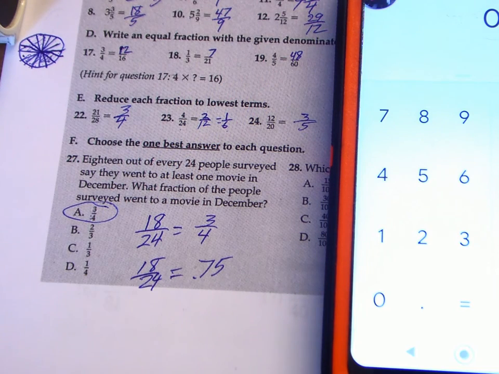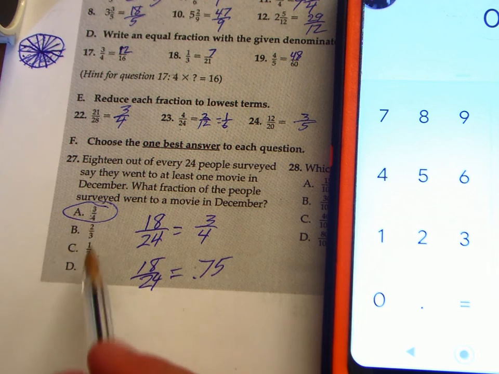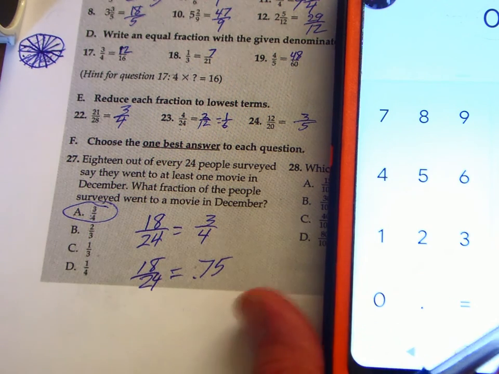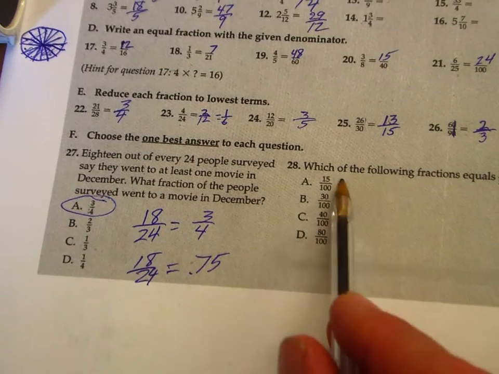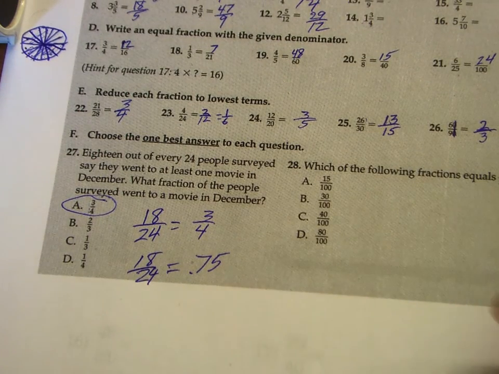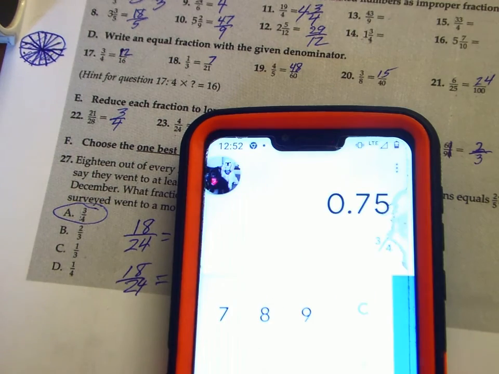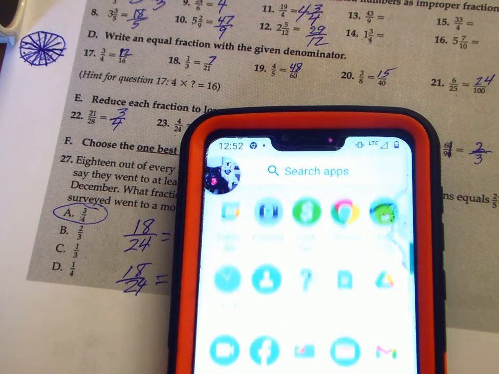You see, that's a tricky way to do it. If you have multiple choice, you can convert the fractions to decimals. And then it's easy to tell which one's equal or which one's bigger than the other. Okay, which of the following fractions equals 2/5? You want to try that way? Let's try that way.